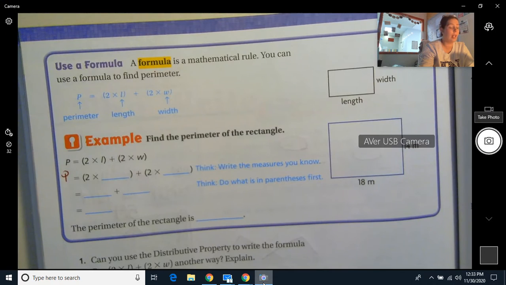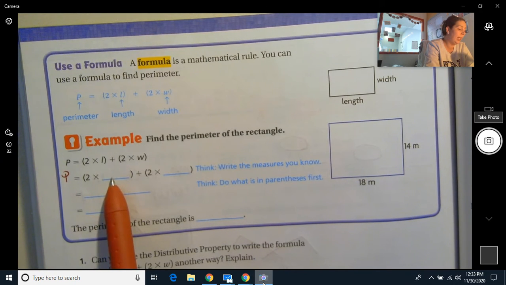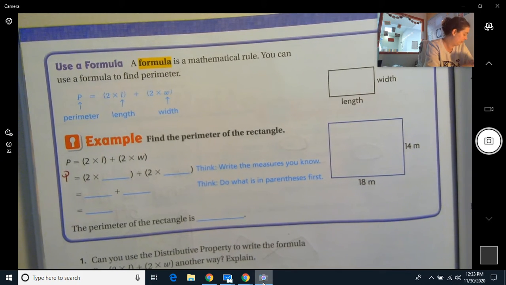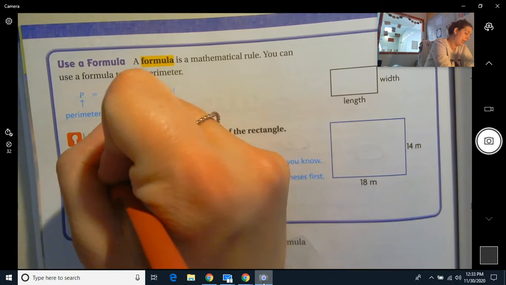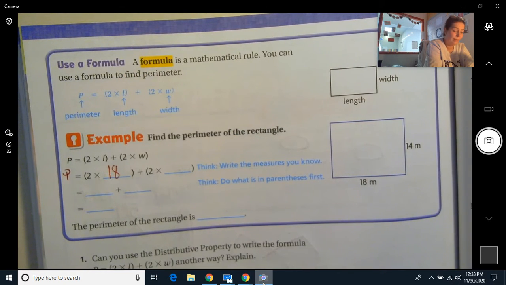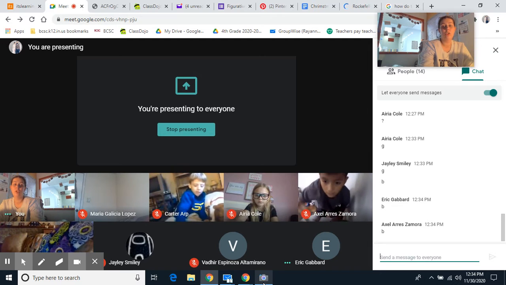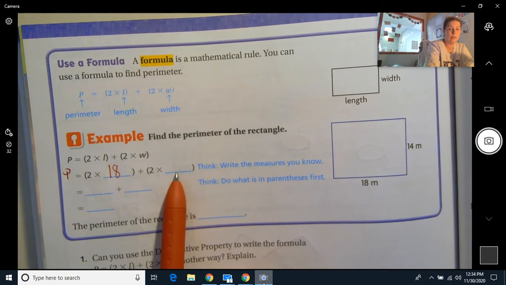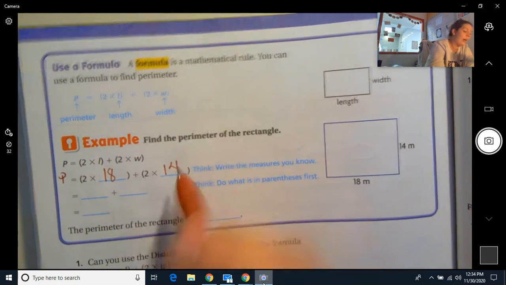Okay, Aria answered first. So what would go in this blank? It's supposed to be the length. What's the length of this shape? 18. Okay. If you would like to comment with the width, I need you to put a B as in boy in the chat. Jaylee, go ahead. 14.